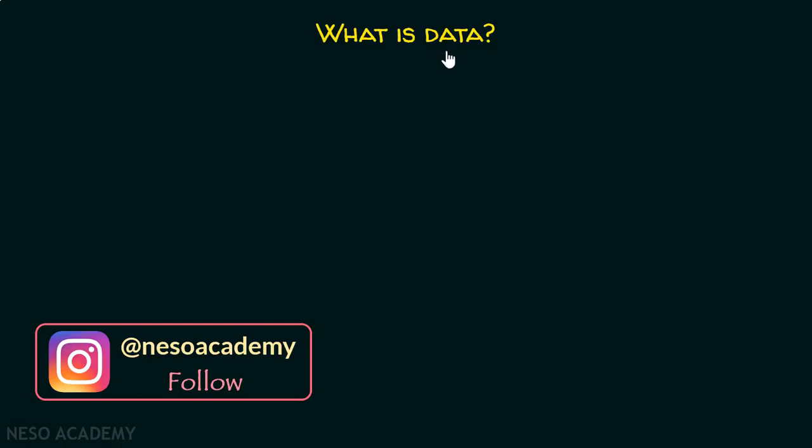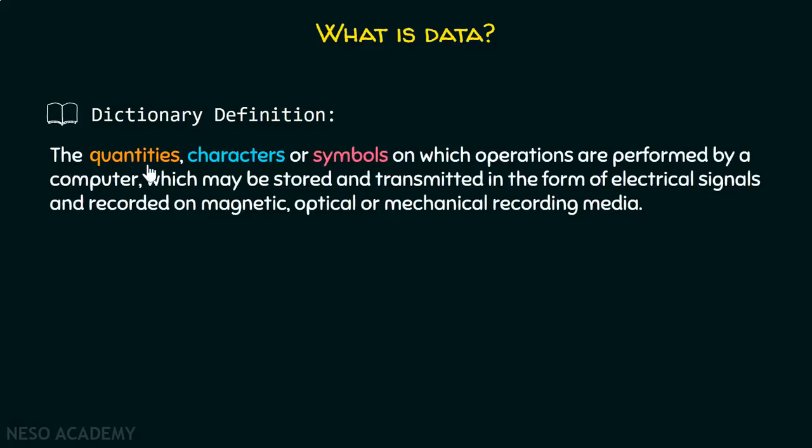This is a prerequisite, okay? The better definition could be a dictionary definition. So let's see what is the dictionary definition of data. The quantities, characters or symbols on which operations are performed by a computer, which may be stored and transmitted in the form of electrical signals and recorded on magnetic, optical or mechanical recording media. This is what data is.